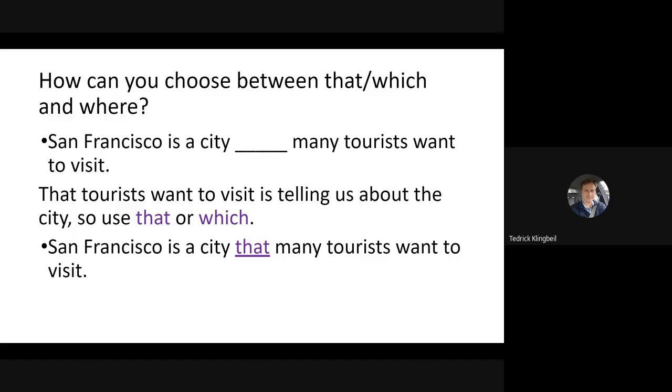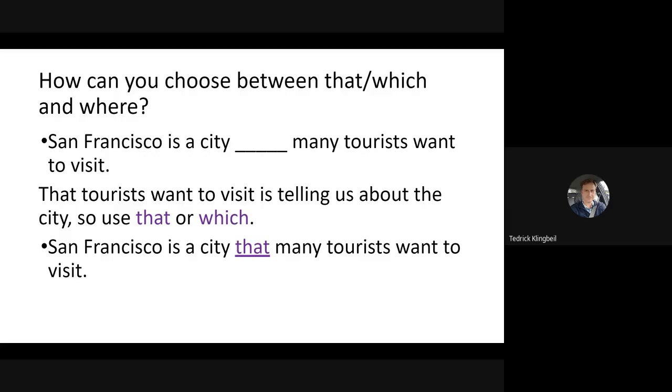Okay, so how can you choose between that, which, and where? In our example, San Francisco is a city blank many tourists want to visit. So that tourists want to visit is telling us about the city, so use that or which. So San Francisco is a city that many tourists want to visit. So it's telling us about the city. It's describing the city itself, okay? So we use the word that.